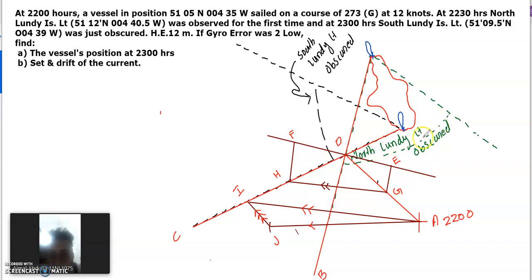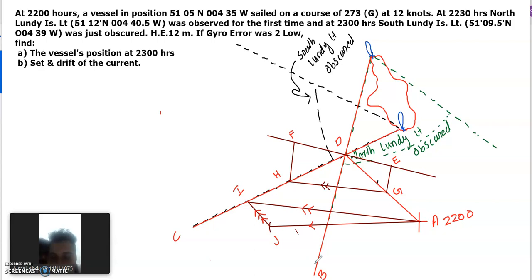Here you can see on the chart the light sectors. The North Lundy Lighthouse was obscured till here. That means from this position our vessel set a course, but after half an hour we observed this North Lundy Lighthouse for the first time. Once we cross this sector, we first see this lighthouse, so we can draw a straight line from here. So we got a first position line.